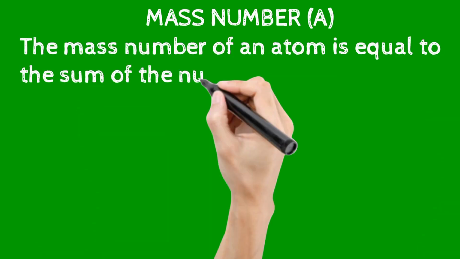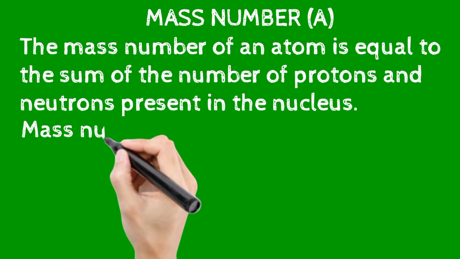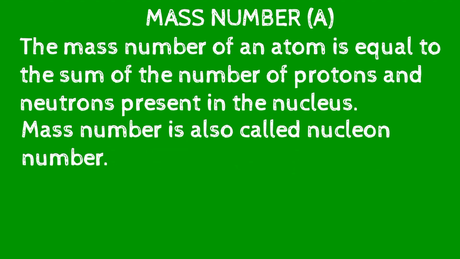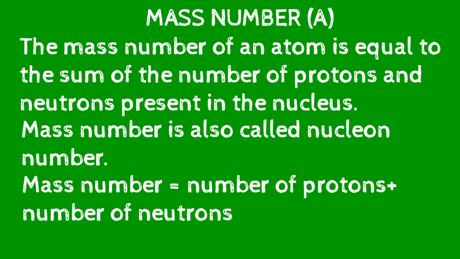Mass number. The mass number of an atom is equal to the sum of the number of protons and neutrons present in the nucleus. The mass of an atom depends upon the number of protons and neutrons present in the nucleus. Mass number is also called nucleon number. Mass number is equal to the number of protons plus the number of neutrons.